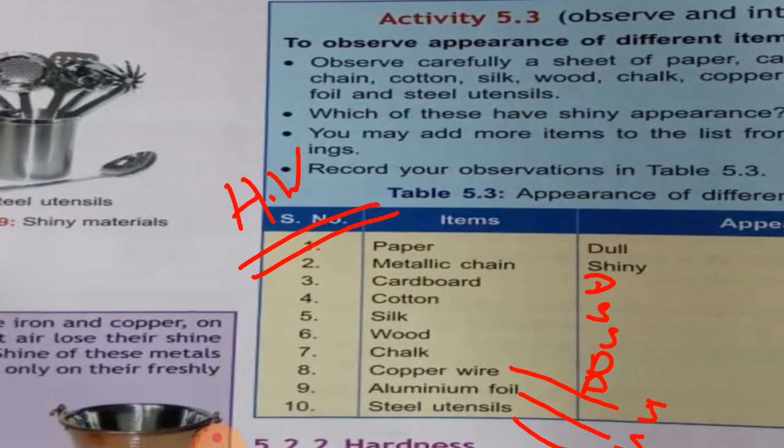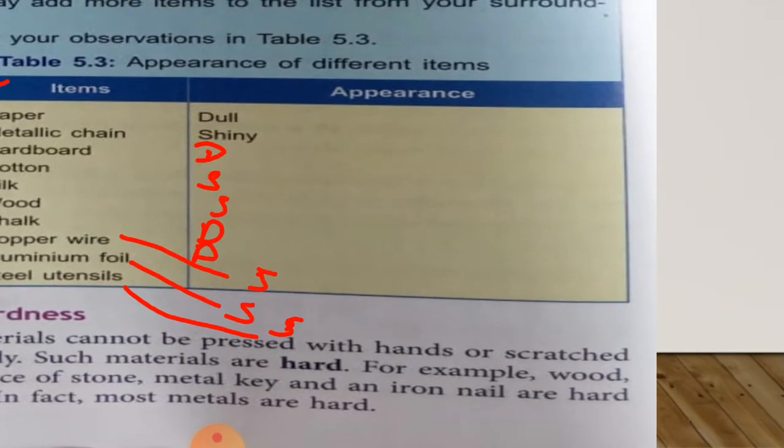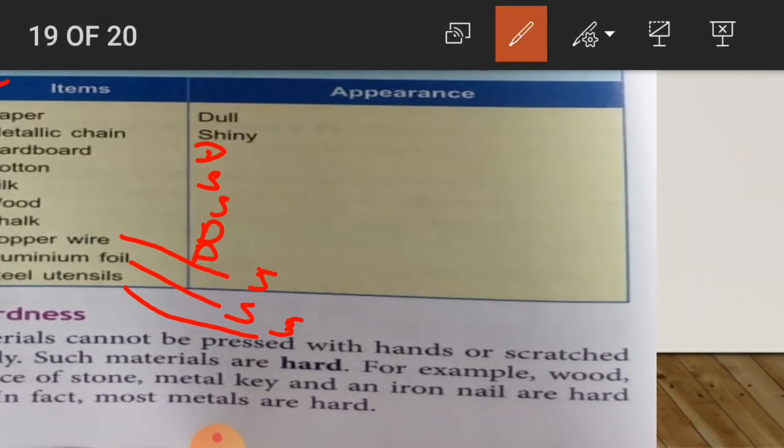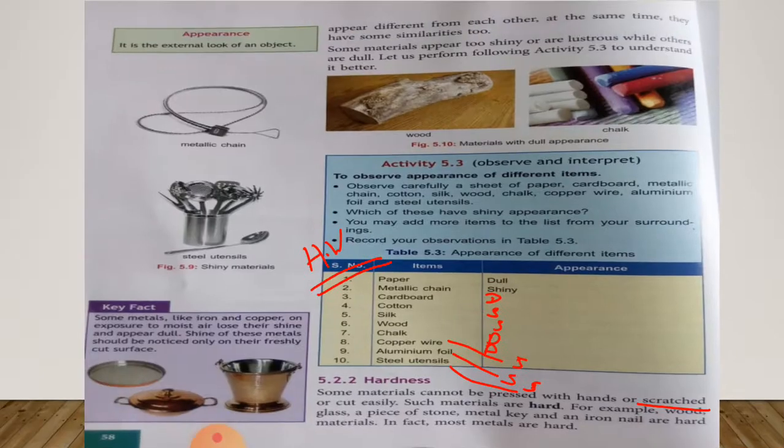Here you have to underline scratch. Scratch means score or mark on the surface of something with a sharp or pointed object. Now turn this page.